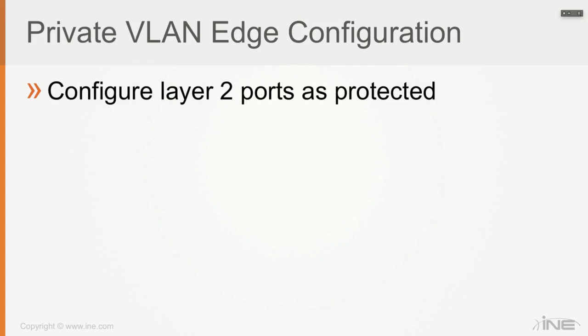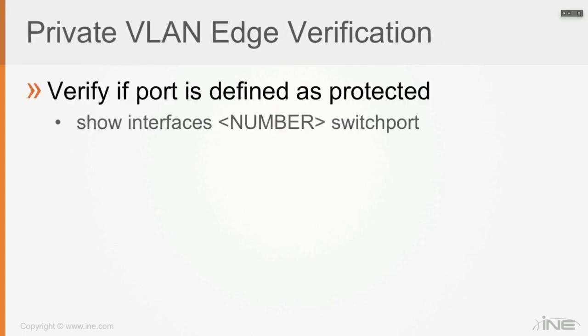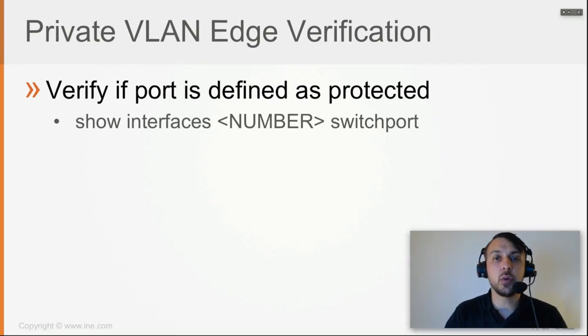Configuration wise, we just configure the layer 2 ports as protected. Verification wise, we verify if the port is defined as protected with show interfaces, the interface number, switchport. So both private VLAN and private VLAN edge are going to control who can speak with who in the same VLAN. So they do micro segmentation at the VLAN level, but in different ways.